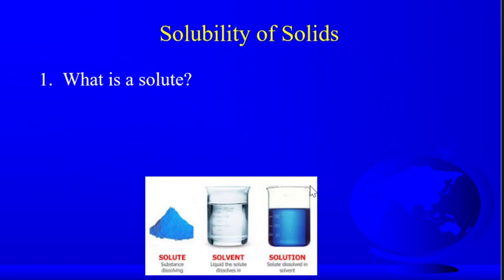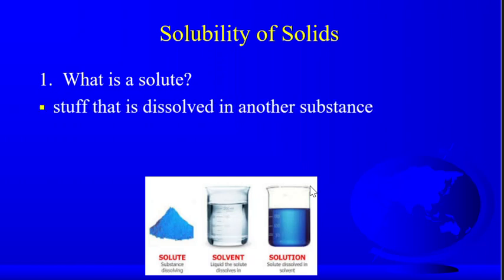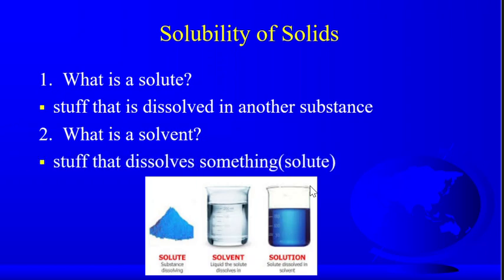A, stuff that gets dissolved. B, stuff that does the dissolving. Which one is it? No. A, the stuff that gets dissolved. Stuff that is dissolved in another substance, which means what is a solvent? The stuff that does the dissolving.